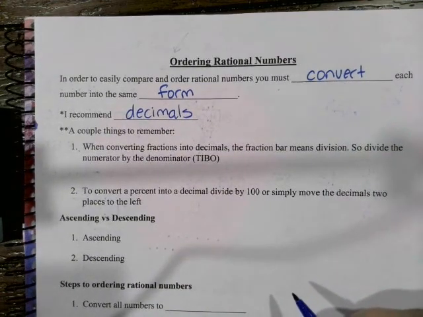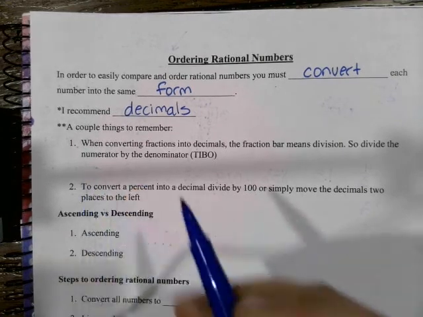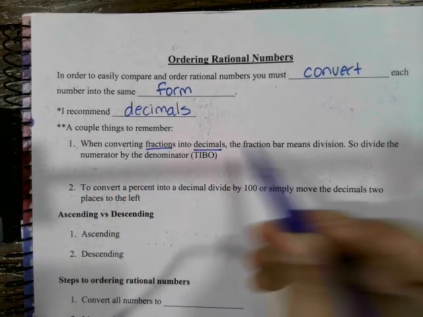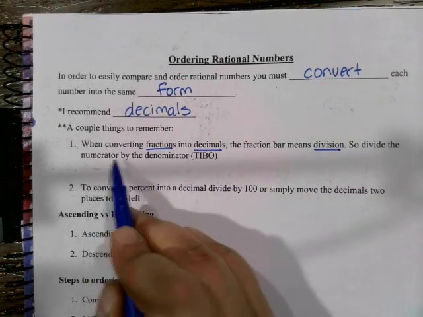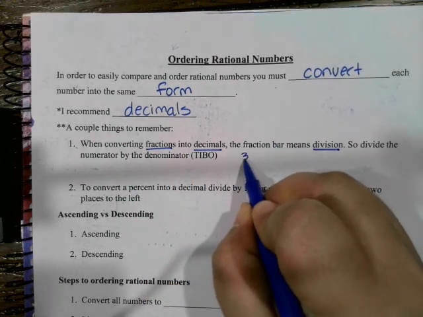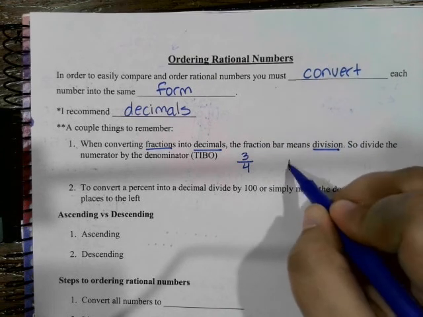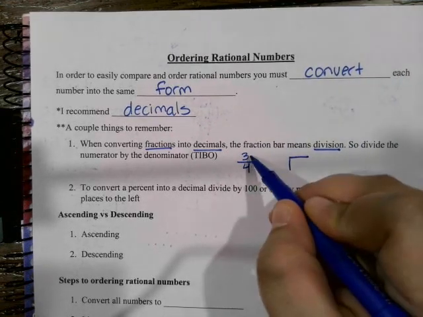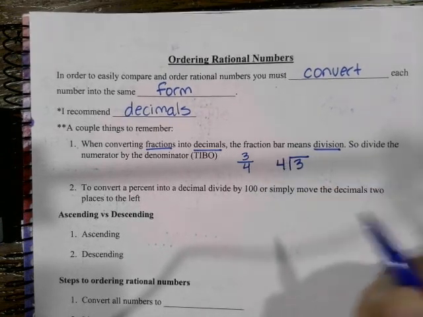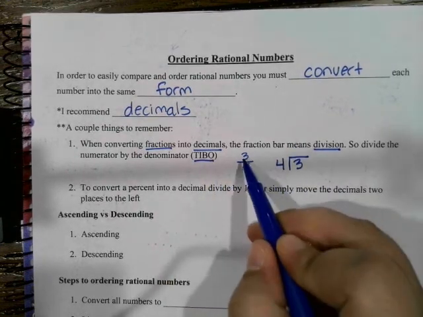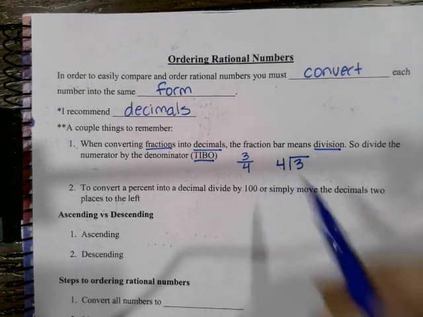So I recommend decimals. A couple things you need to remember before we get started. Number one, when you are converting fractions into decimals, the fraction bar means division. So we are literally dividing the numerator by the denominator. So for example, if I had 3 over 4, this is literally saying 3 divided by 4. So I'd set up my division problem and I would take the numerator, put it inside, and divide it by the denominator of 4. And we can remember this by TIBO. Top, in, bottom, out. Top number goes in, bottom number goes out.